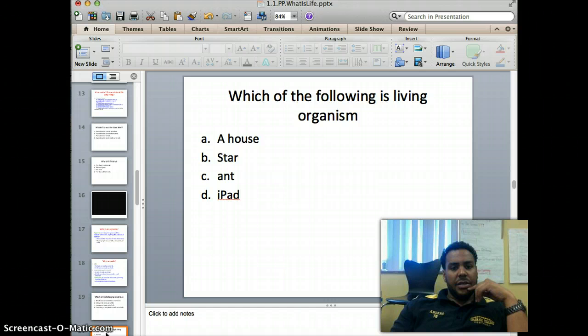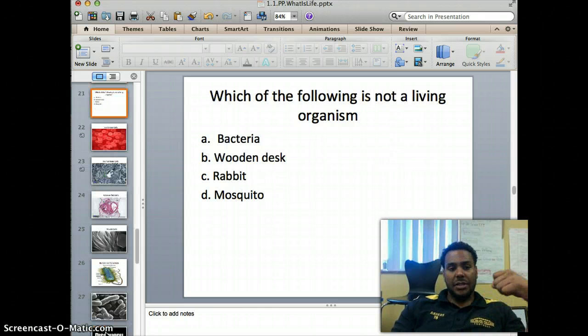Which of the following is a living organism? A house: can't reproduce, not made out of cells. Star: not made out of cells. Ants: made out of cells. iPad: not made out of cells.